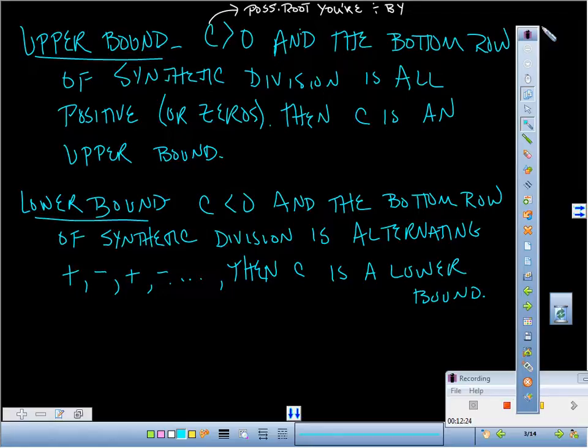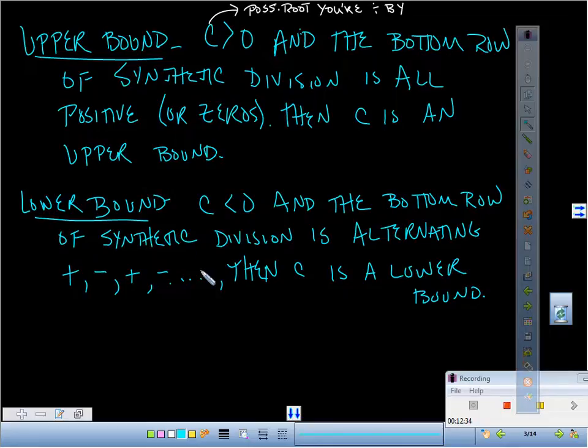If it's an upper bound, it says, hey guys, don't try any numbers above me because they're not going to work. Okay? So if my possible rational roots were plus or minus 1, 2, 3, 7, and 10, and I used 3 in synthetic division, and all the numbers across the bottom were positive, then would I try 7 and 10? No, because 3 is an upper bound. You see what I'm saying? It's just going to help me narrow in my choices.